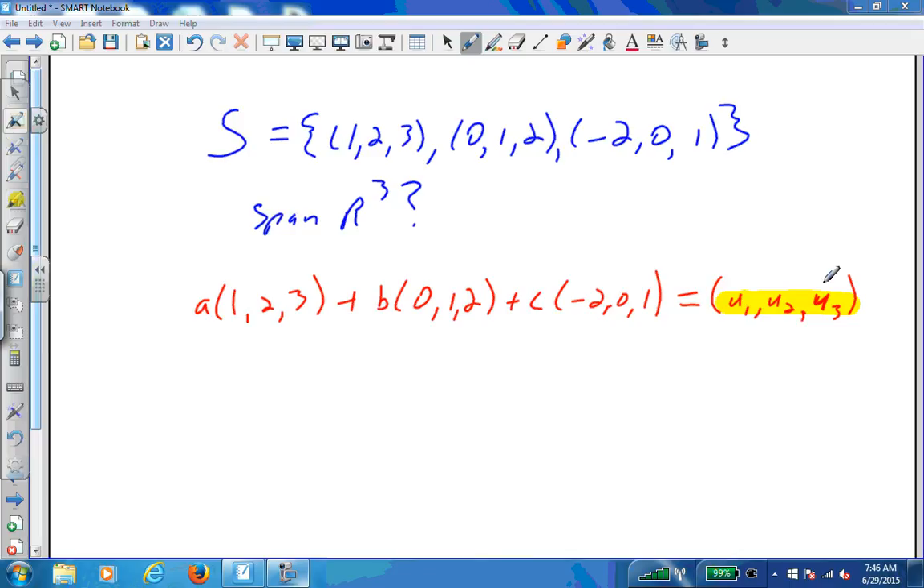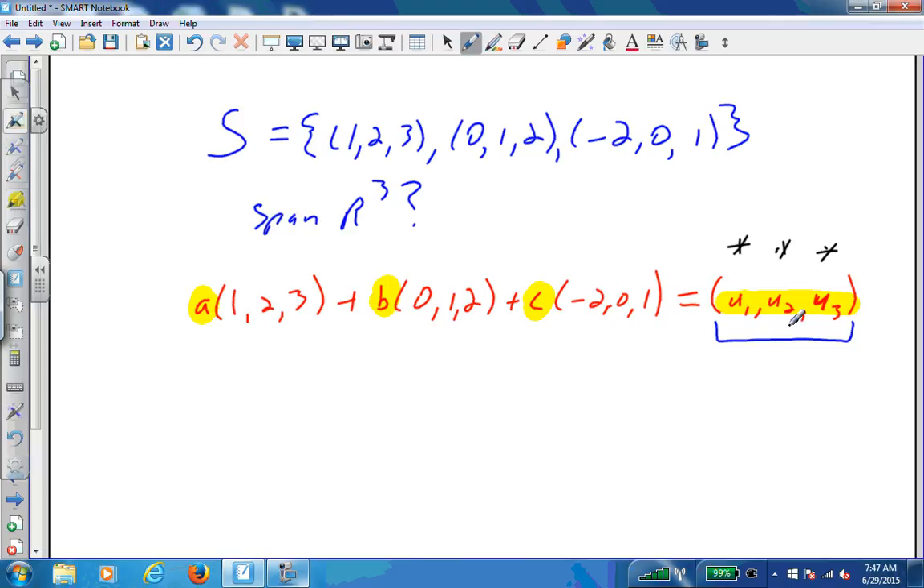So basically, if we can find a relationship between A, B, and C, and U1, U2, and U3, then if you tell me what U1, U2, and U3 are, I can give you the A, B, and C that correspond to that. Now, to start with, if we're just wanting to see if they do span, then we just want to see, is there a solution to this system of equations?